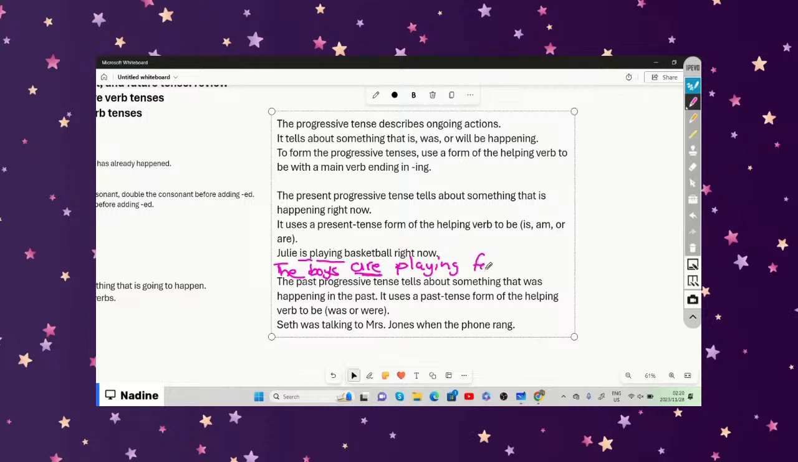So we can say they are playing football, right? And this basically shows the present progressive tense, right? It shows that something is happening right now, and it uses the present tense form of the helping verb, which is am, is, are. So is refers to, let's say, one person doing something. Are refers to more than one person doing something.